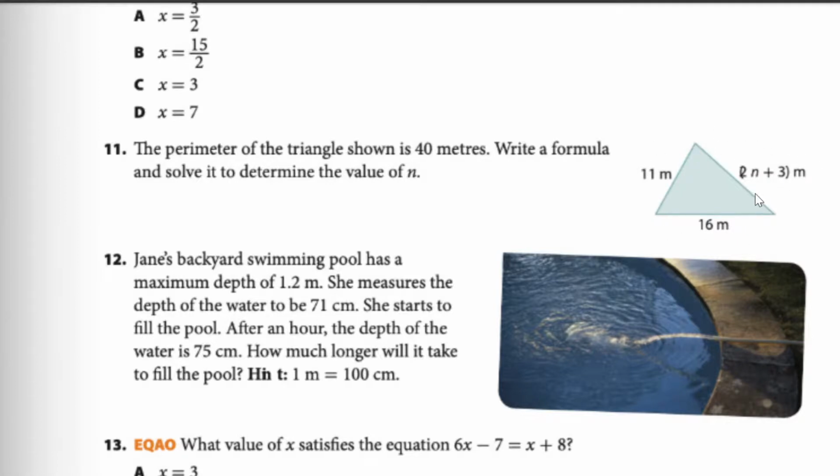So your equation in this case would be, for the perimeter, 11 plus 16 plus 2n plus 3. So again, that's going to be the equation, 11 plus 16 plus 2n plus 3. There's not going to be an m in that equation because it's not a variable.